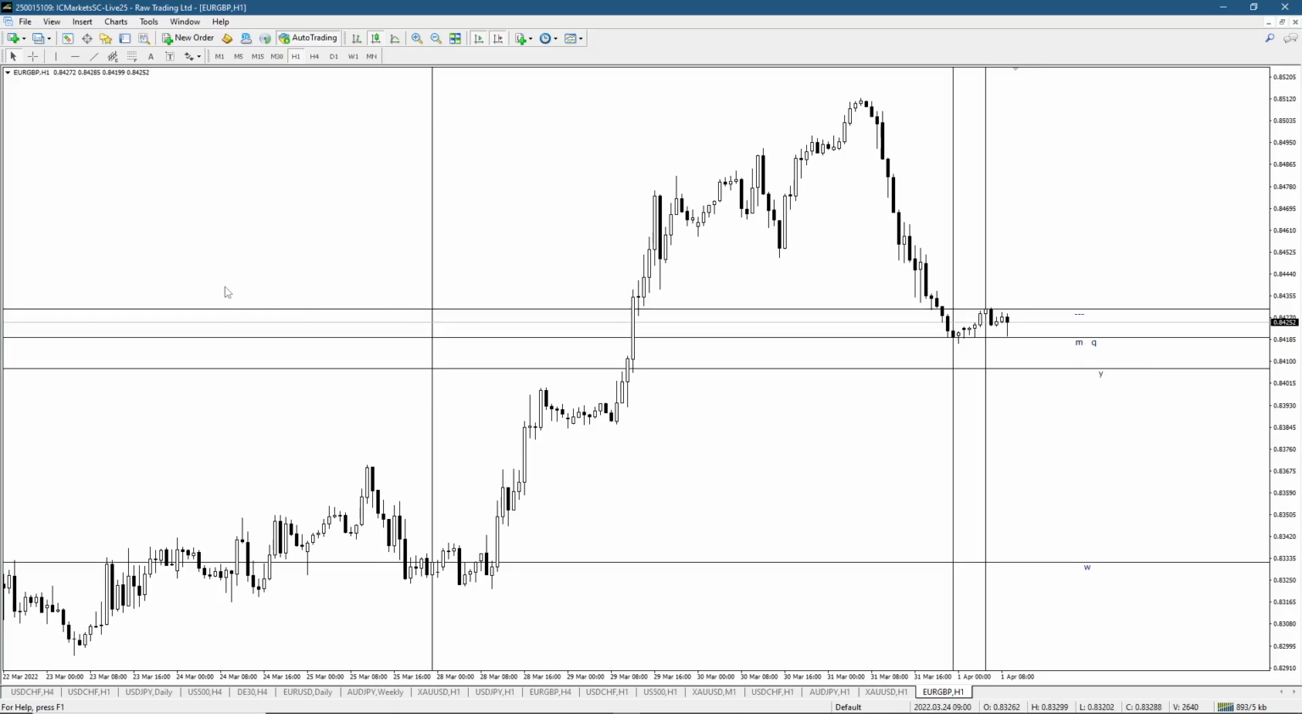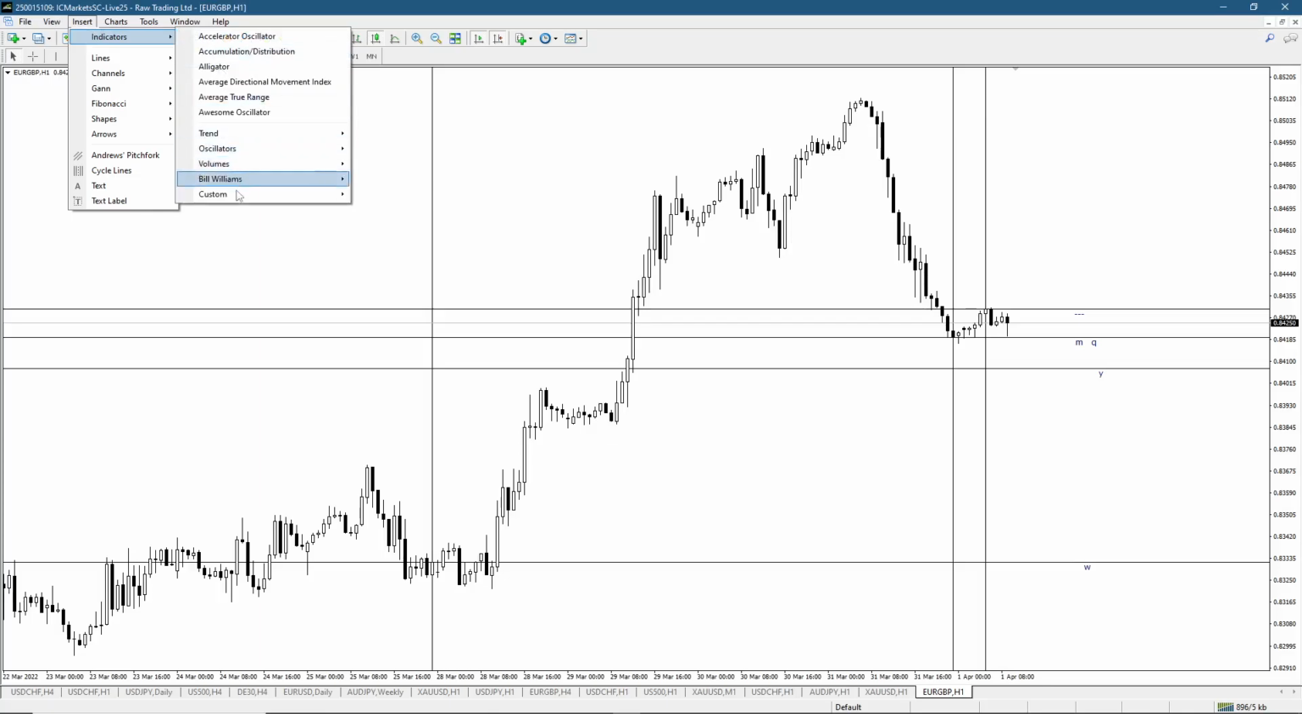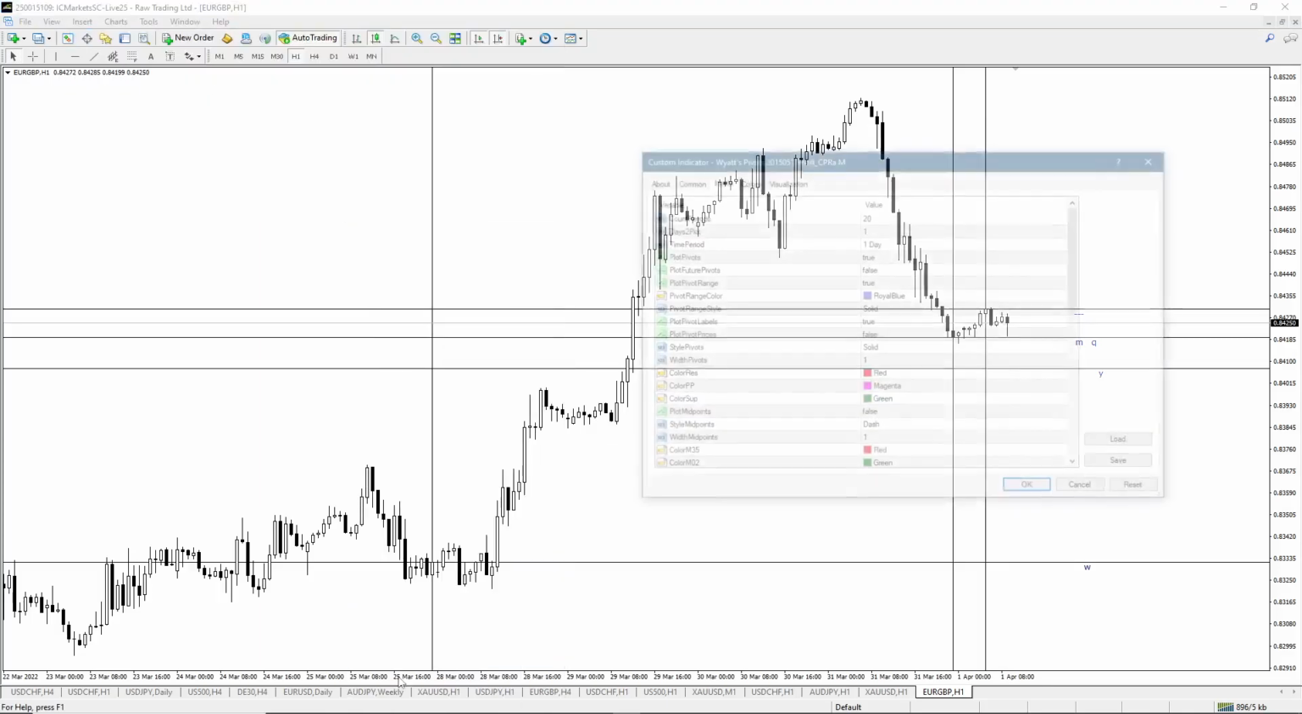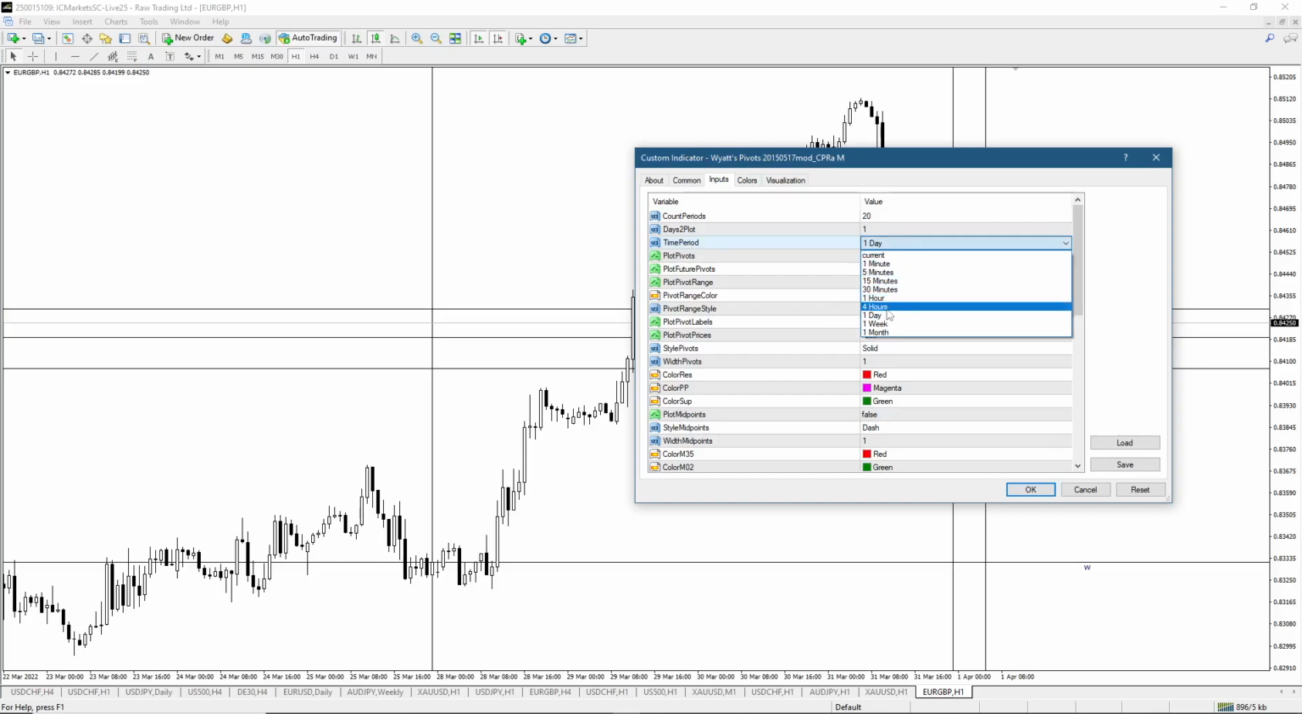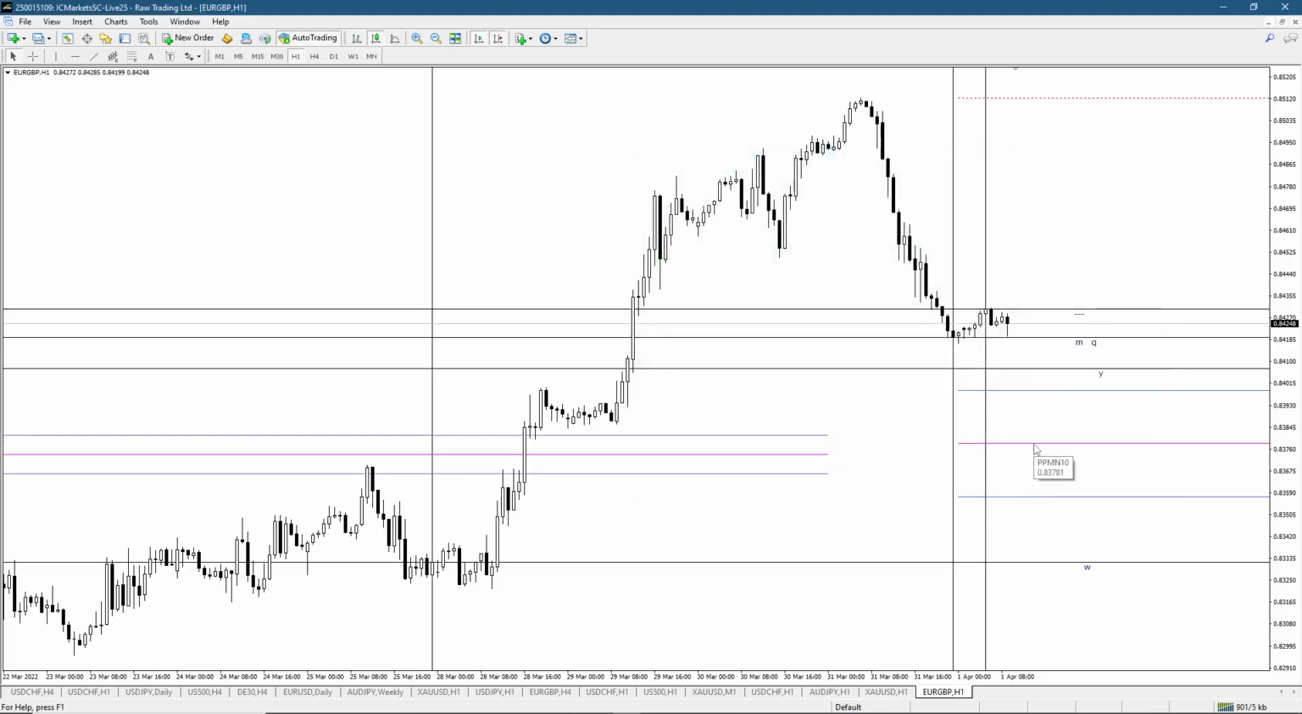Now let's have a look, maybe for extra confluence, for more confidence: insert indicator, custom, Wyatt's pivots, do your monthly, and then just keep those default values. There's April's pivot there. So we're above that, we're above that, we're above that, and that, and that. So do keep an eye on 84.19. It could be a good risk to reward if you went long. We'll stop there. It's like 6 pips, and we should probably continue higher.